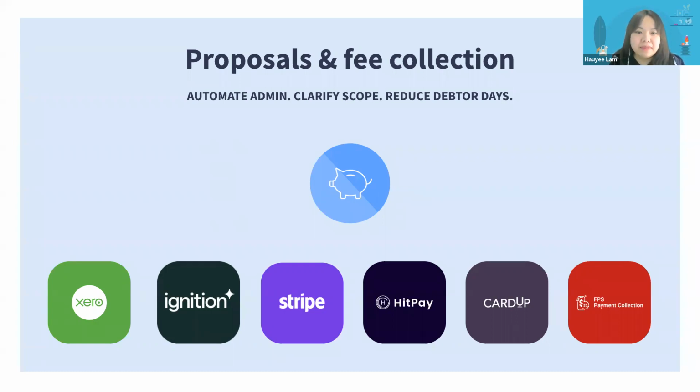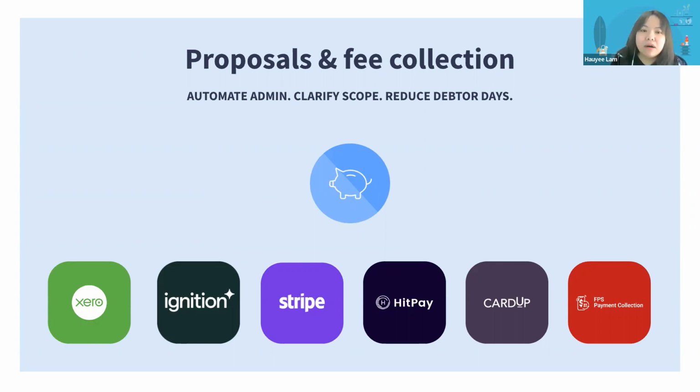And speaking of payment, no one likes to chase clients for money. So set up a payment service to automate the collection of fees. Stripe facilitates credit card, debit card, Apple Pay, and Google Pay payments, while HitPay and CardUp allow for automated PayNow payment options in Xero invoices for Singapore-based businesses.